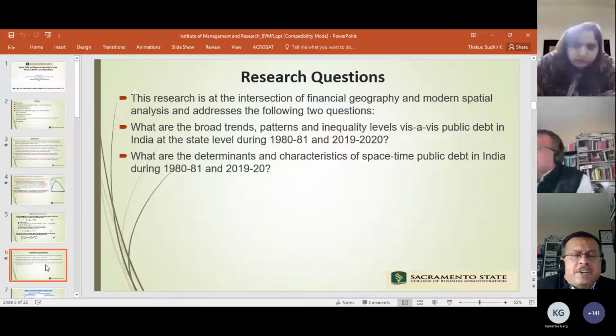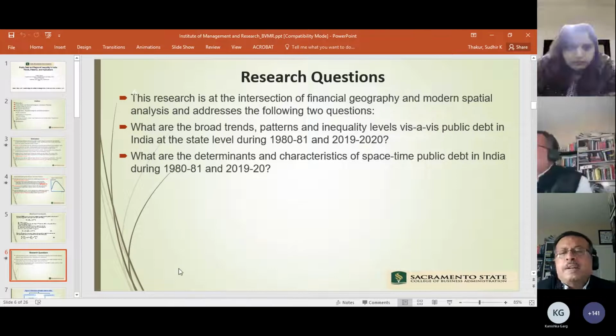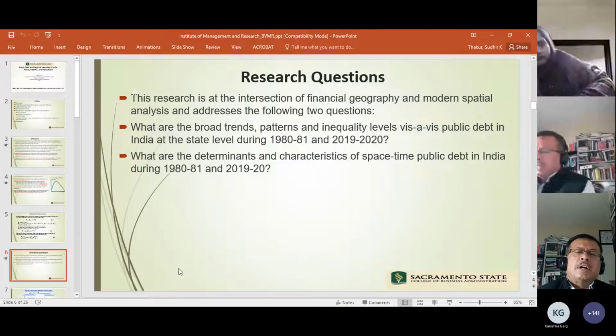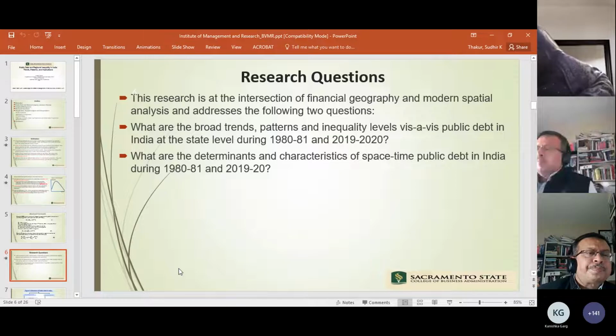And I pose a very simple question. What are the broad trends, patterns, and inequality levels vis-a-vis public debt in India at the state level during the past 40 years, 1980-81 to 2020? And I also want to analyze the determinants of space-time public debt in India during the same period.